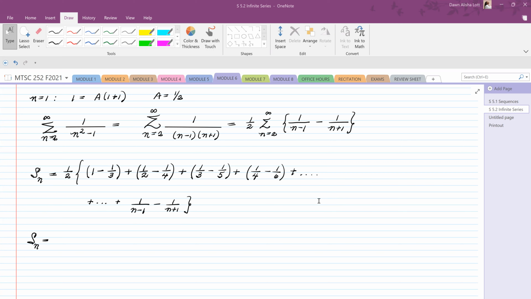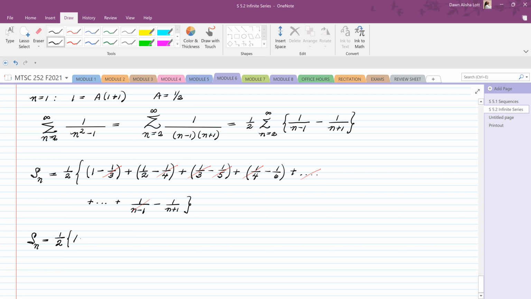So Sn is 1/2. And then I can see that the -1/3 and the +1/3 are going to subtract out. And I can see that the -1/4 and the +1/4 will subtract out. And I can see that the -1/5 would subtract out here. So everything's going to subtract out. And the only thing that will not subtract out will be the first couple terms.